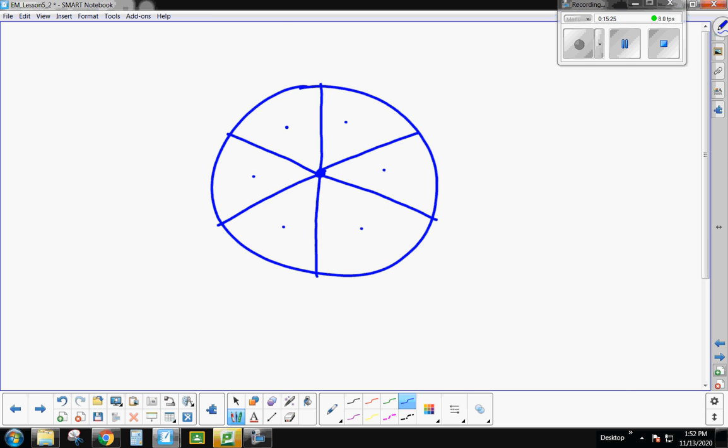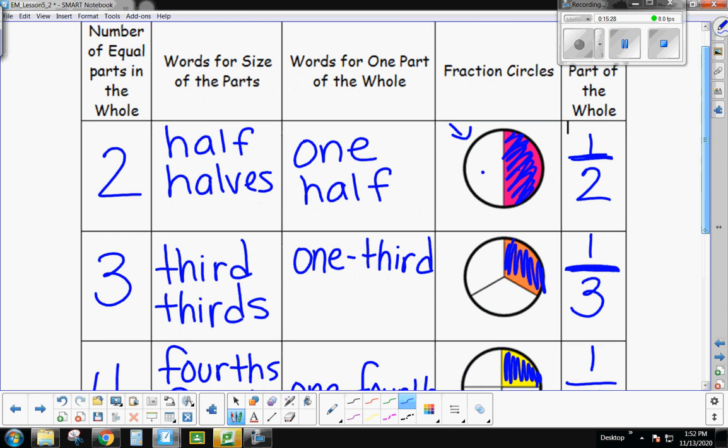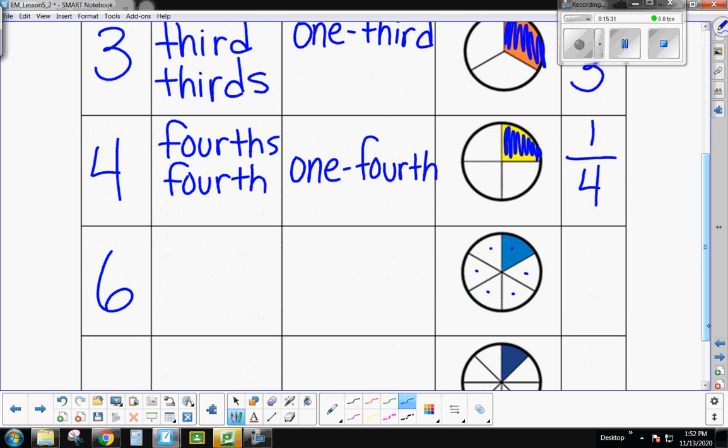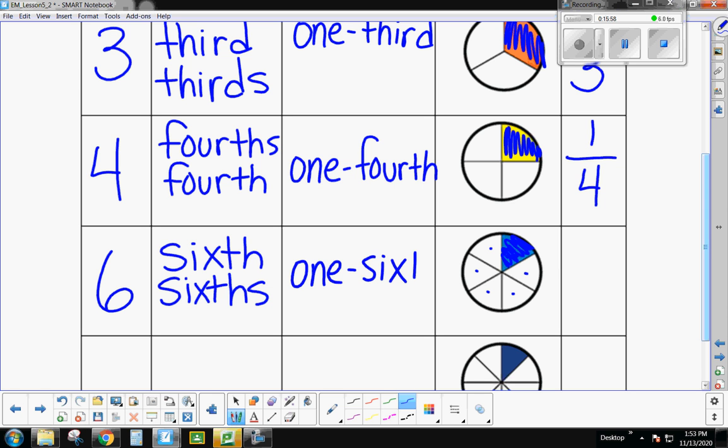So draw a circle, divide it into 6 parts as equally as you can. And when you have something broken into 6 equal parts, we call that a sixth, or sixths. It's hard to say. Now, if I'm just talking about the unit fraction or one of those pieces, I call that 1/6. And when I write it as a number, I write it 1 out of 6, or 1/6.